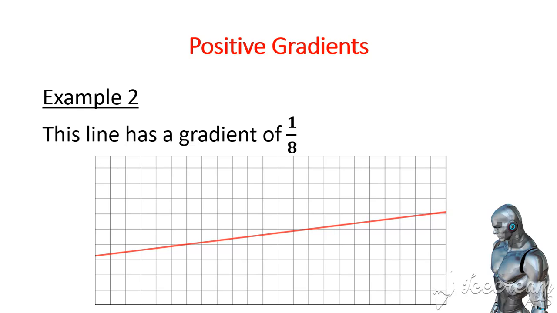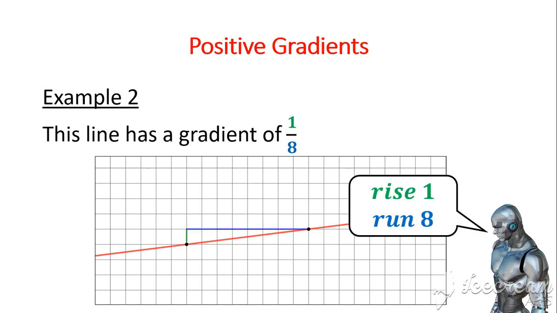Right, here's example 2. This line has a gradient of 1/8, 1 over 8. So I'm picking 2 points that are on the grid, and we must rise up 1 square and run across 8 squares. So rise up 1, run across 8.